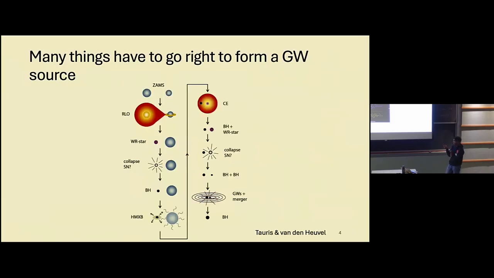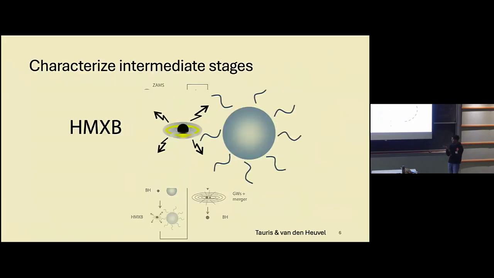Now, in the context of isolated binary evolution, many things have to go right to form a gravitational wave source, and it can be difficult to trace back their progenitors just from gravitational waves. But thankfully, many of these intermediate stages can be observed and well studied in our own galaxy. And one of the key phases, in fact, is the high mass X-ray binary phase after the formation of the first compact object.